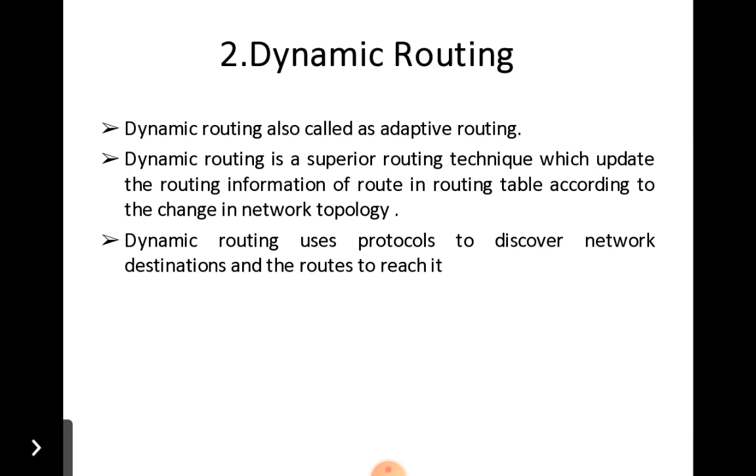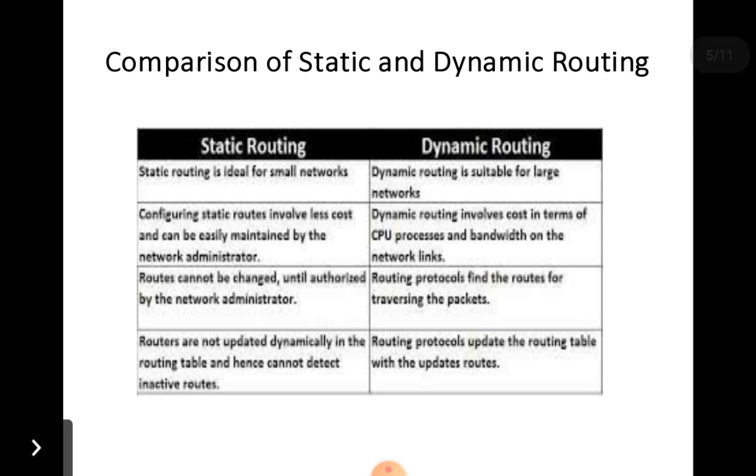Dynamic routing uses two types of algorithms, as I will discuss later, that is distance vector and link state. Now I am going to discuss the comparison of static and dynamic routing. Static routing is ideal for small networks while dynamic routing is suitable for large networks. Configuring static routes involves less cost and can be easily maintained by the network administrator, while dynamic routing involves cost in terms of CPU, processors, and bandwidth on the network links.